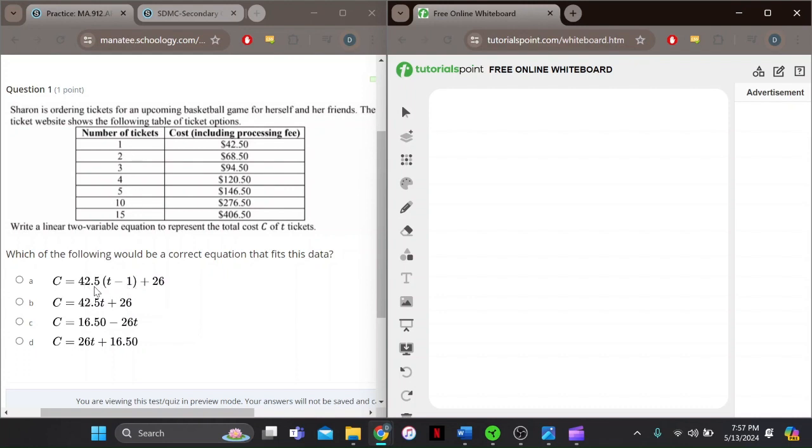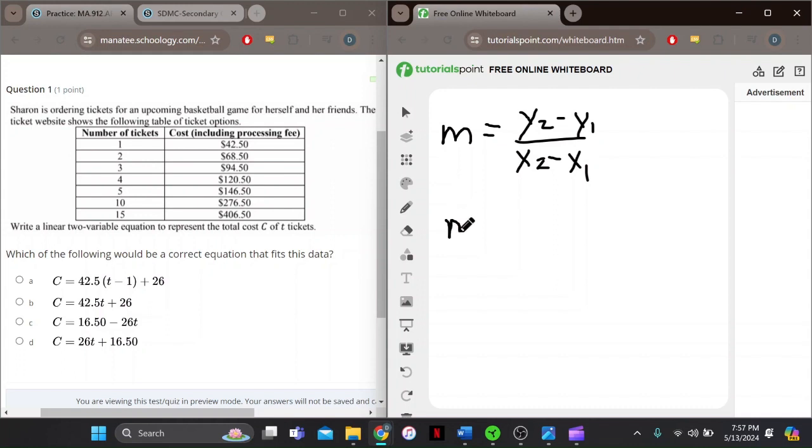1 minus 1 is 0. 0 times anything is 0, plus 26. That doesn't give me 42.5, so I know that one doesn't work. And I could do the same for all of these, and just by process of elimination, I could figure out what I needed. Or what I could do is use the slope equation, which is m equals y2 minus y1 over x2 minus x1.